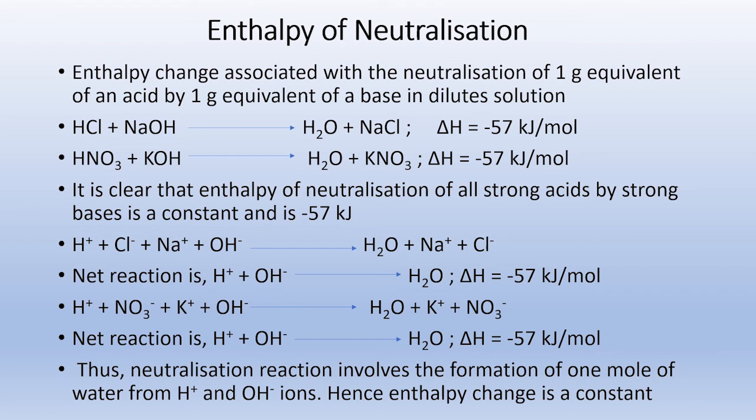In the same way, when you expand the second equation, H plus NO3 minus plus K plus OH minus giving H2O plus K plus NO3 minus, in this equation also, the net reaction is the combination of H plus and OH minus to give water. So whatever strong acid and strong base you are taking, the net reaction involved will be the combination of H plus and OH minus to give H2O molecule. So that is a constant reaction and it will have a constant delta H value, that is minus 57 kilojoule per mole.